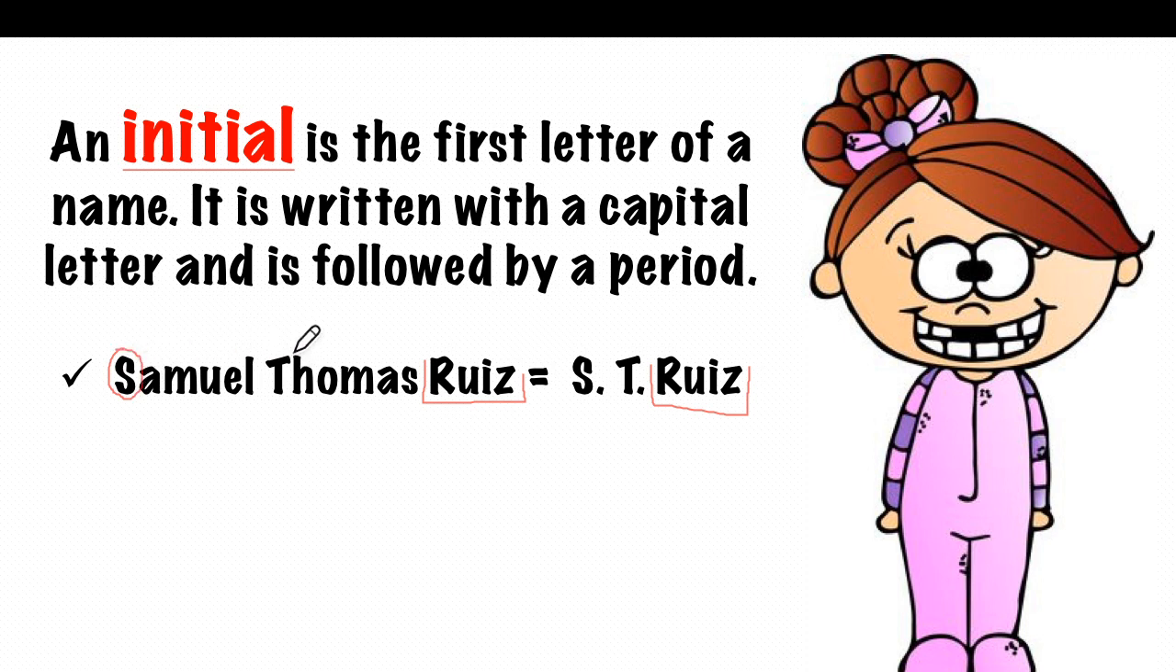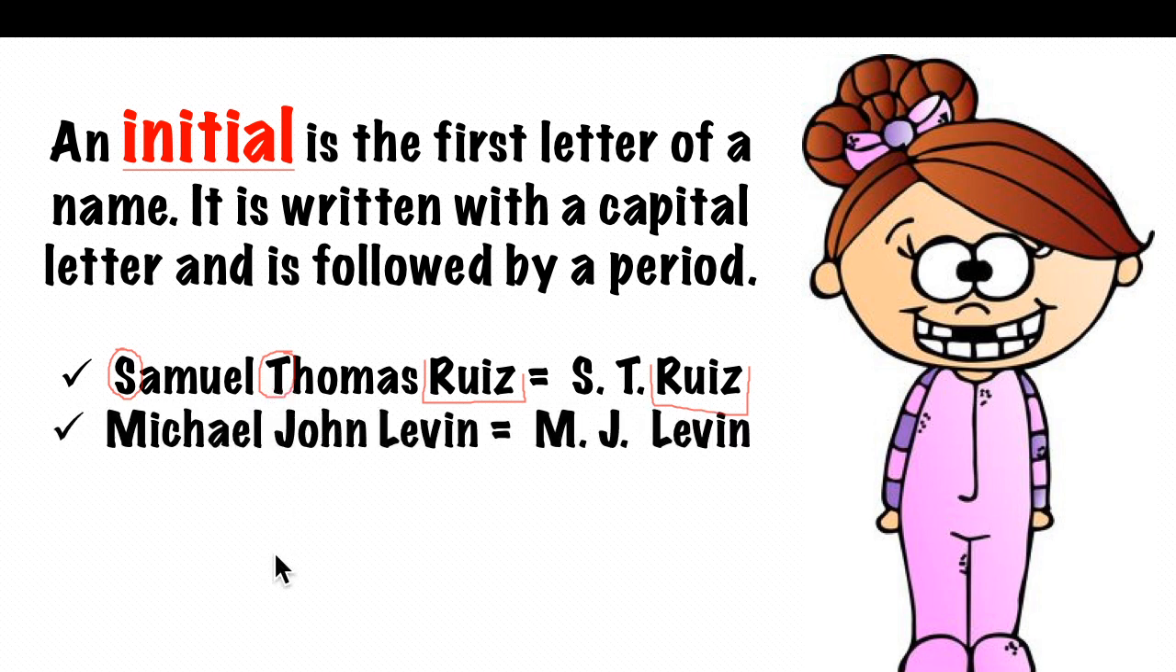So you will take the capital letters out and you will put a period. S, short for Samuel, S and period, T and period, short for Thomas. S.T. Ruiz. It's short for Samuel Thomas Ruiz. S.T. Ruiz. This is called abbreviation of the people's names' initials, the beginning letters of the names.